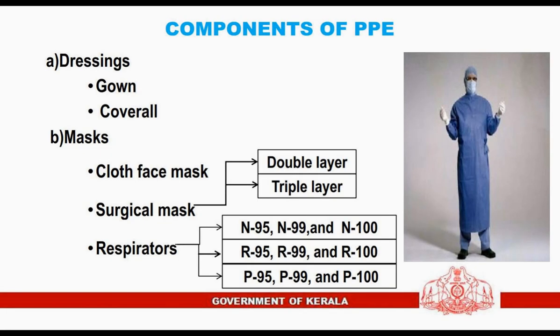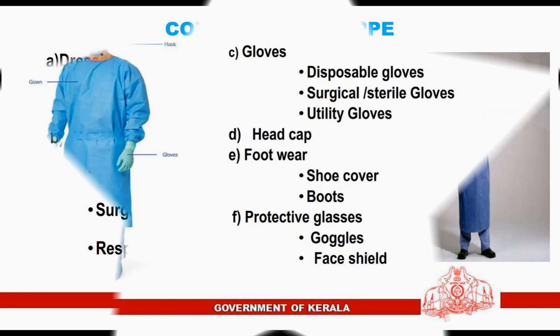Components of PPE. 1. Dressings, which include gown and coverall. 2. Cloth face mask, surgical mask and respirators. Surgical masks are of two types, such as double layer and triple layered. Respirators are in three categories, with different grades of filtration capacity: N denotes respirators that are not resistant to oil, R denotes resistance to oil and P denotes oil proof.